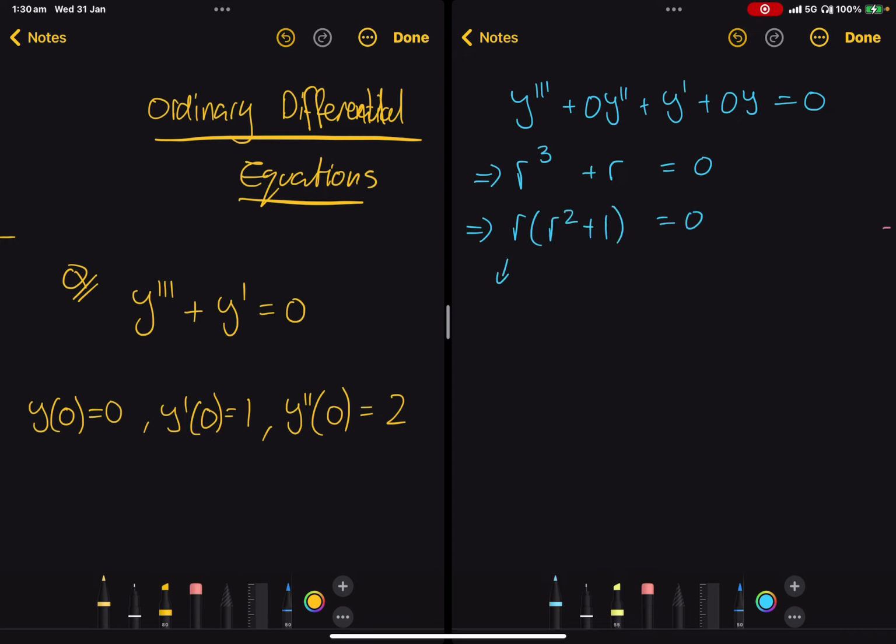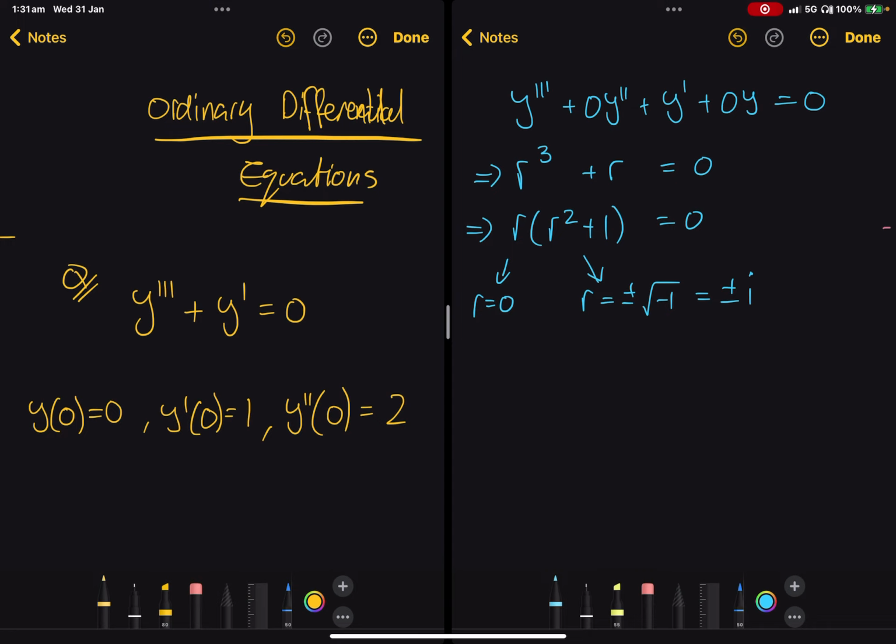to 0. If I solve this, this means r is either 0 or r is the square root of negative 1. So this is r is the plus minus square root of minus 1. This is plus minus i. So here we have a single real valued root, and then we have two complex roots, one which is plus i and one which is minus i.